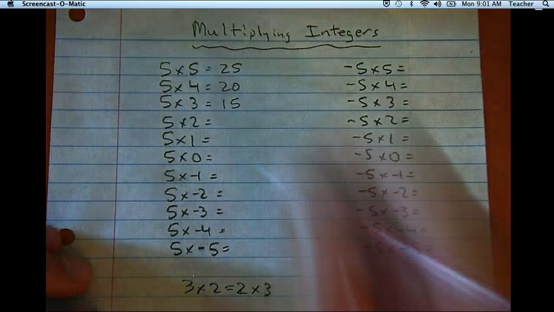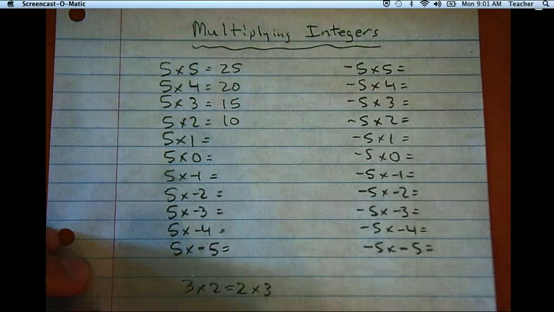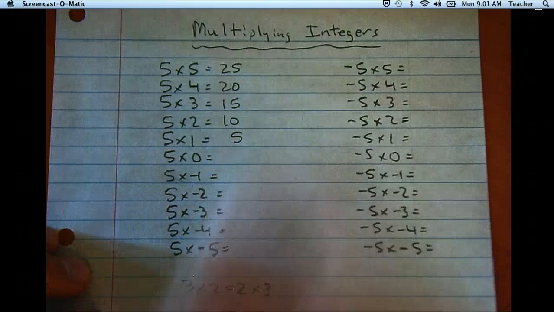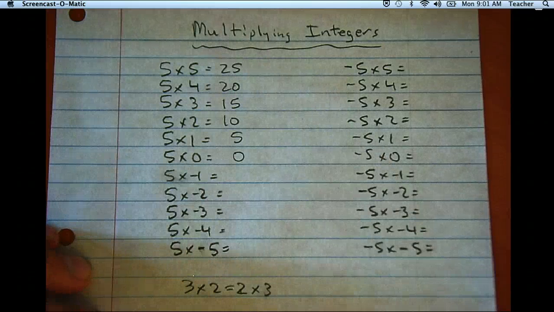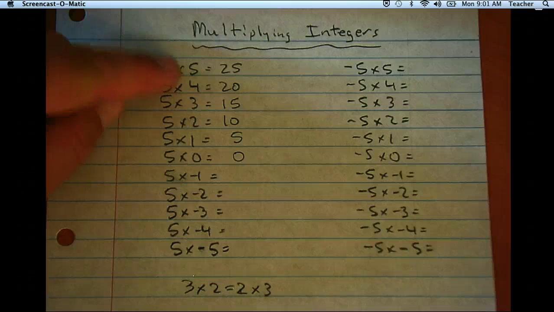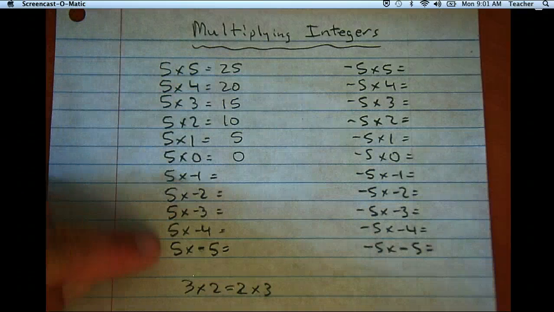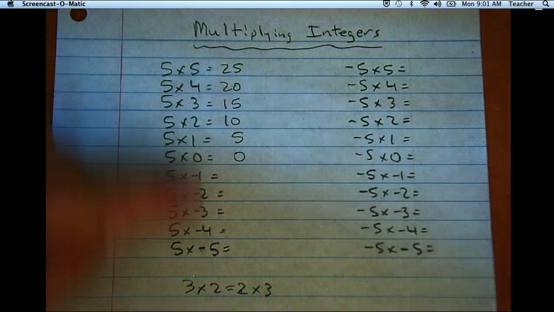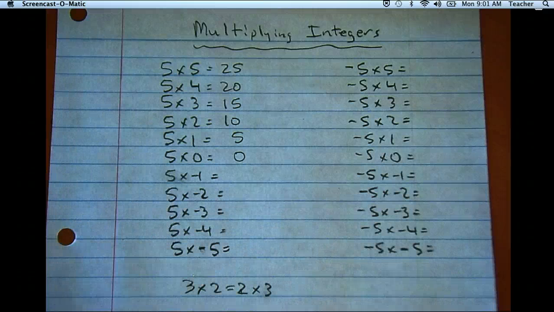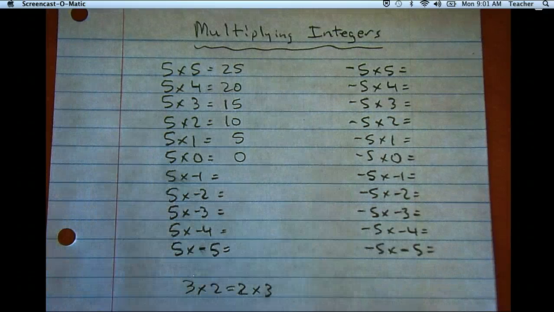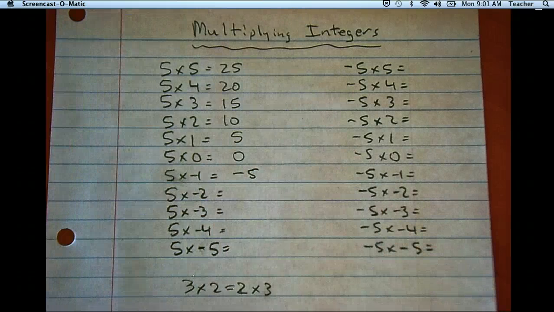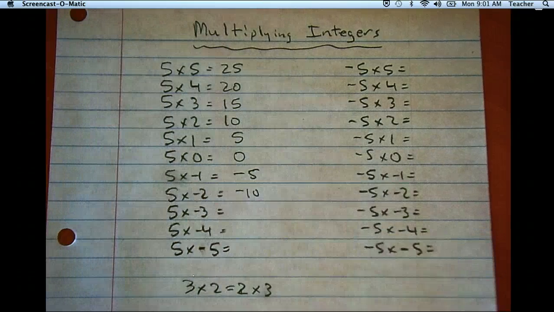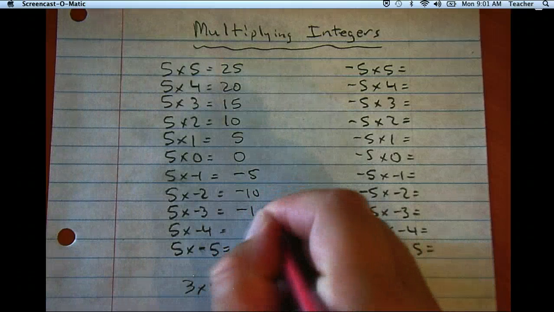Okay, 5 times 2 is 10, 5 times 1, 5, anything times 0 is 0. My answers are going down by 5, while one of my numbers that I'm multiplying is staying as 5, and the other is going down by 1 each time. If this pattern continues, it's going to be 5 times negative 1 is negative 5, 5 times negative 2 is negative 10, and so forth. So we're going to finish off this column.